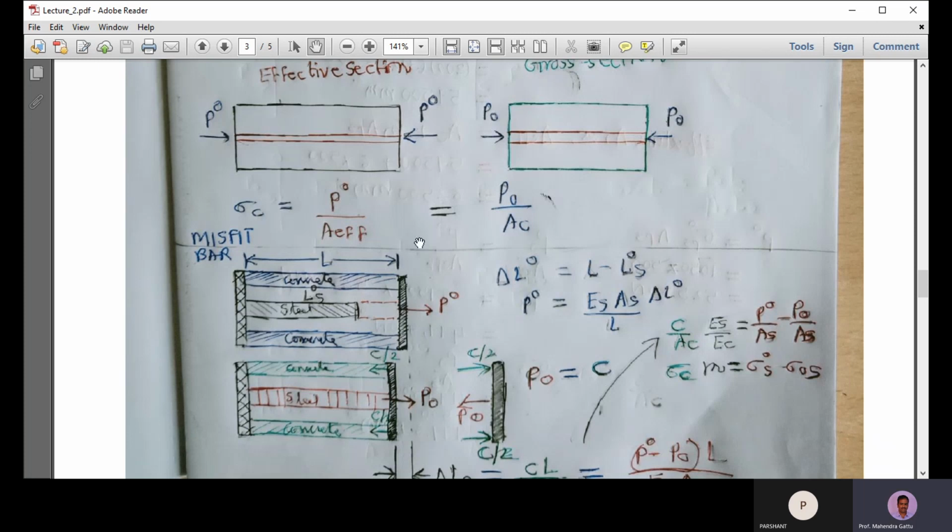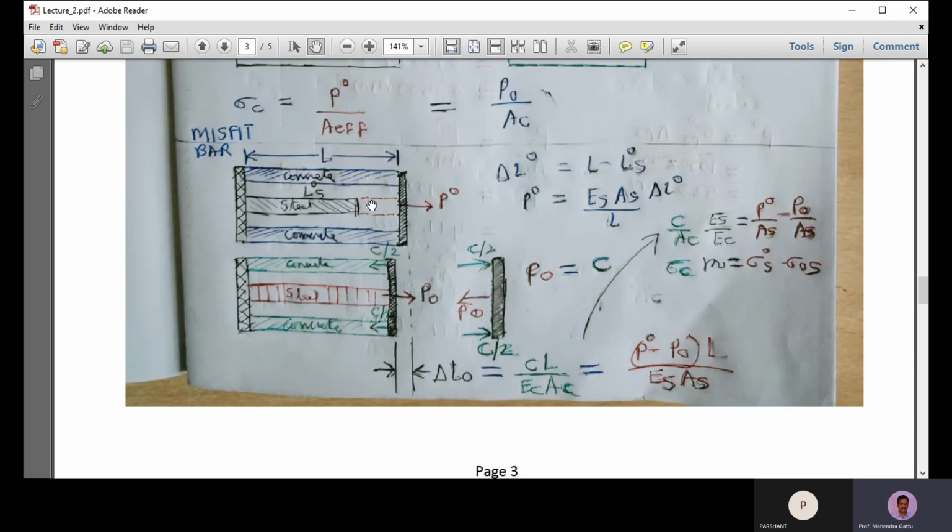So there is another way to look at this problem using our mechanics of solids concept, that is using the concept of a misfit bar. Suppose we can imagine two rods made of concrete and one rod made of steel. The length of the concrete rod is L, and the total area of these two concrete rods, let's call it AC, and the area of the steel cross section, let's call it AS.